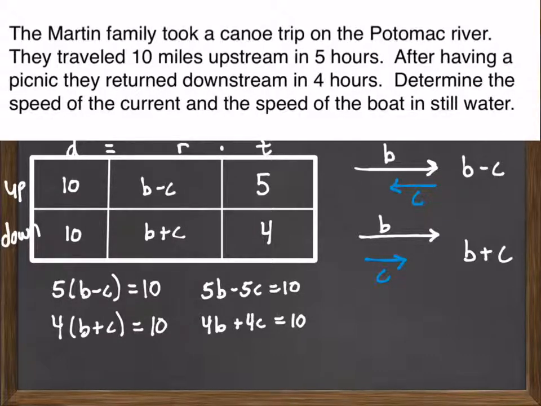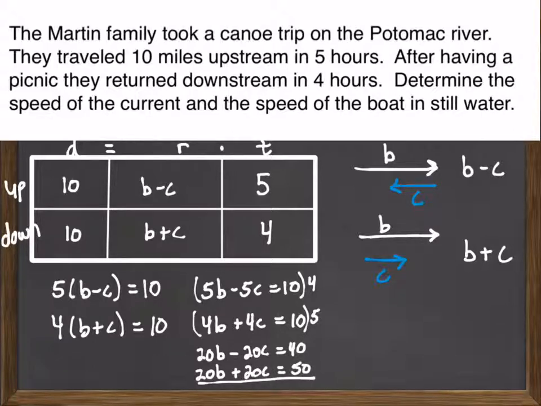And then here, I would probably choose to solve this by elimination. So I'm going to eliminate the c's. I would accomplish that by multiplying the top equation by 4 to get a negative 20c, and the bottom equation by 5 to get a positive 20c. Okay, and then I just combine. I get 40b equals 90. Divide both sides by 40, and I get that the boat on its own can move at a rate of 2.25 miles per hour.